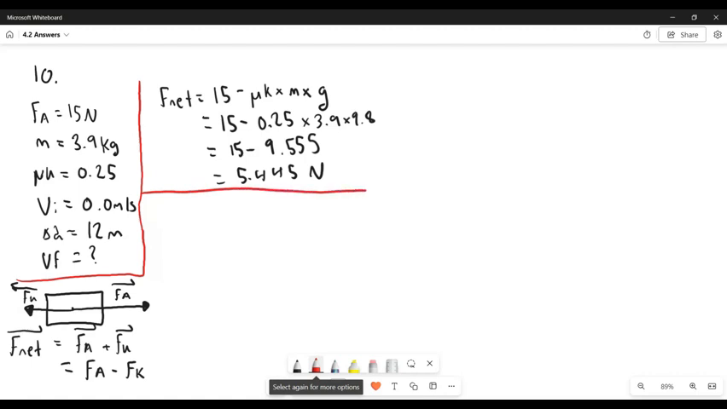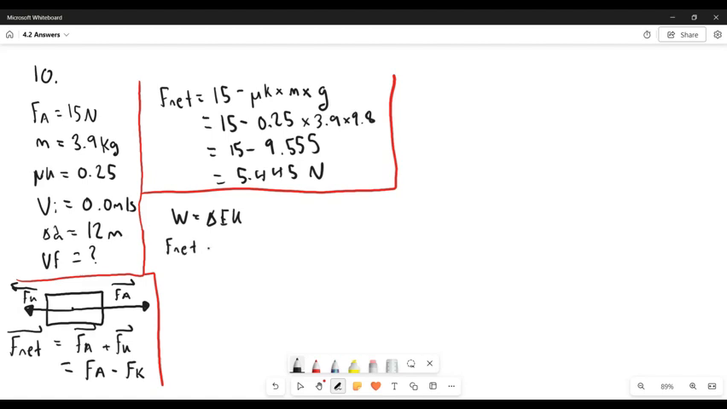And so now that we have this solved, we can use work and kinetic energy in order to solve for the rest. So how are we going to find the final velocity? Well, we know work is equal to the change in kinetic energy. And we know work is F net into delta D, and the change in kinetic energy is 1/2 the final velocity squared minus 1/2 the initial velocity squared.